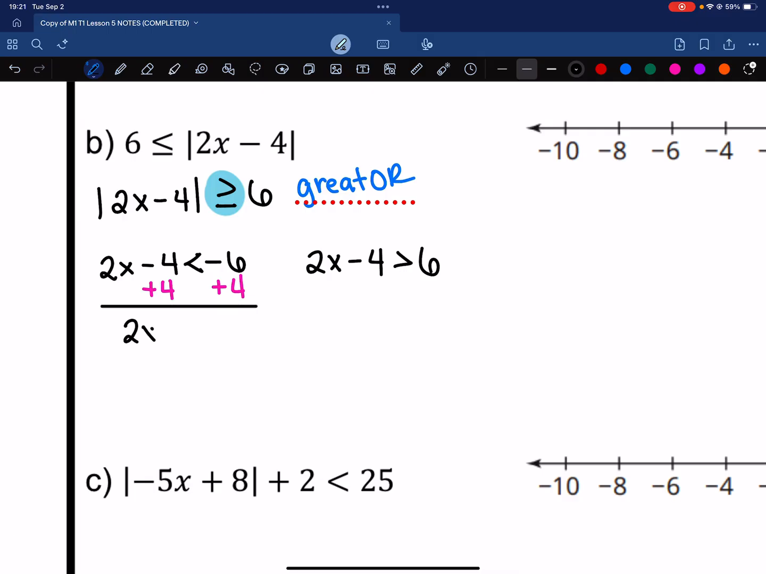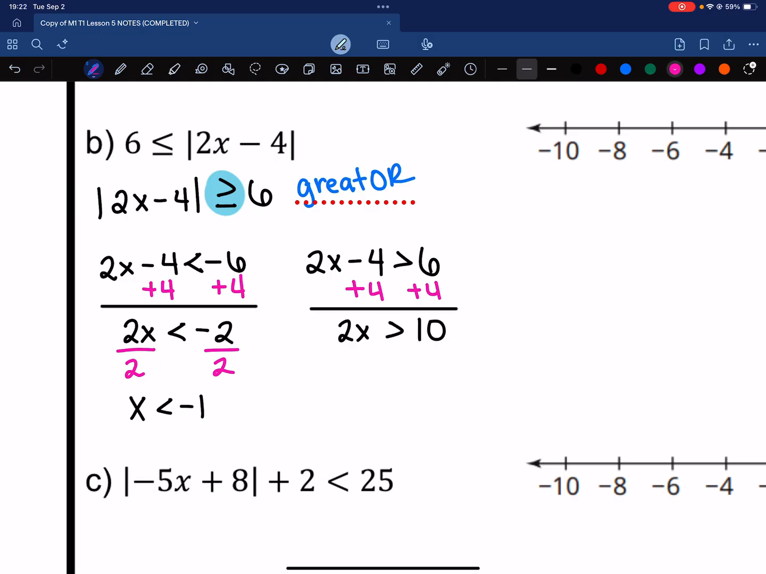We have 2x is less than -2. Then we are going to divide by 2. And so we get x is less than -1. You solve the second equation, plus 4. You get 2x is greater than 10. Divide both sides by 2. And so x is greater than 5.